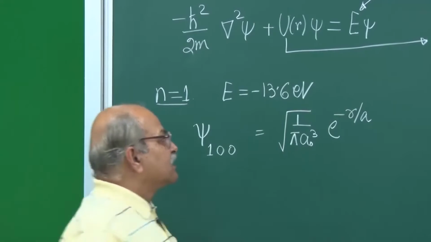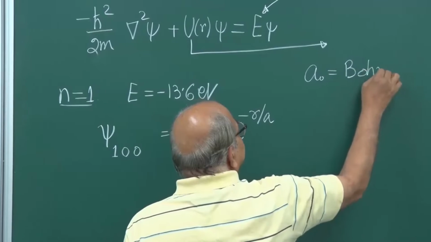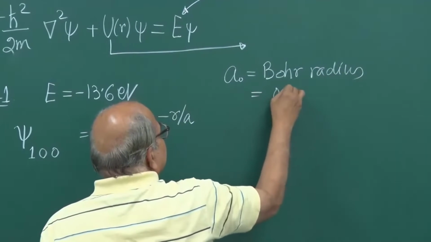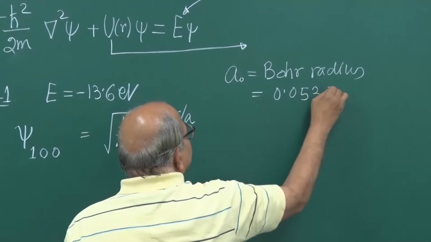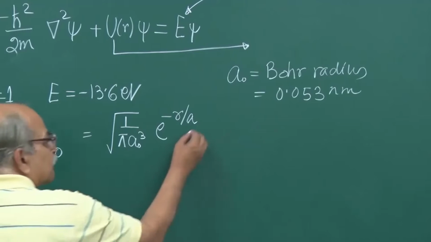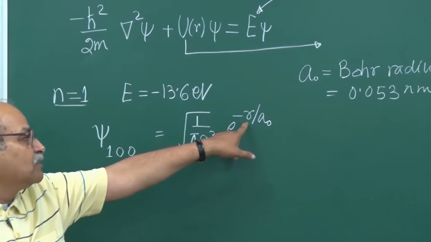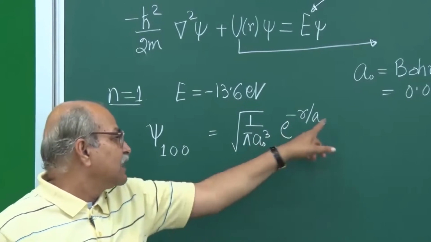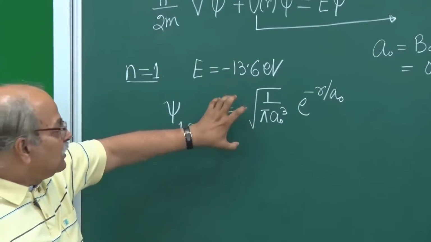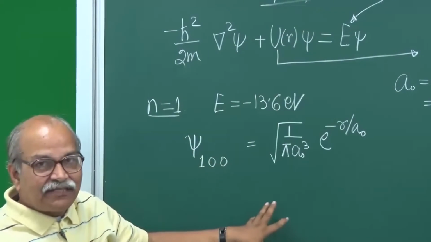This a naught is the same as that Bohr radius, which is 0.053 nanometers, and r is the distance of the electron from the proton. This a naught is the same as this a naught, the Bohr radius. So this is the function. This psi you have to put here, and this energy you have to put here, and the equation is satisfied.